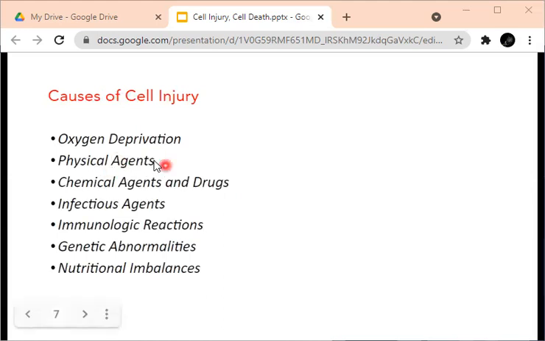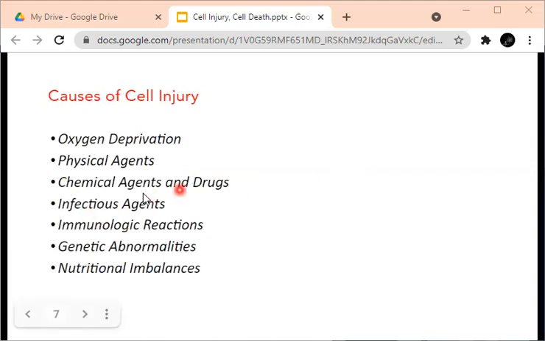And also physical agents. What about physical agents? So physical agents are capable of causing cell injury either by trauma, or extremes of temperature such as your burns, yung deep cold, or sudden changes in atmospheric pressure, radiation and electrical shock, or nakuryente ka, na natamaan ka dyan ng kidlat.